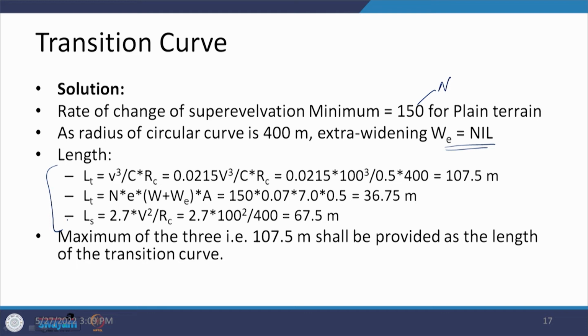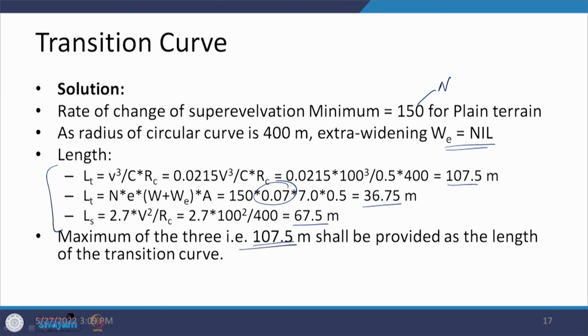What we found is the first criterion gives a length of 107.5 meters. The other criterion, when you put the values, gives a length of 36.75 meters, and the empirical formula gives a length of 67.5 meters. Here E value is considered as 0.07 for a plain terrain. We have not tried to find it out or design this value. What we have done is that because this is the maximum value, the maximum length is going to be with respect to this, and with that notion we have gone into the calculations. Now, what we get is the maximum is 107.5 meters. So, this 107.5 meters can be provided as the length of the transition curve.